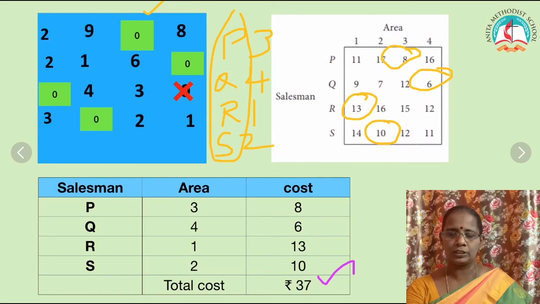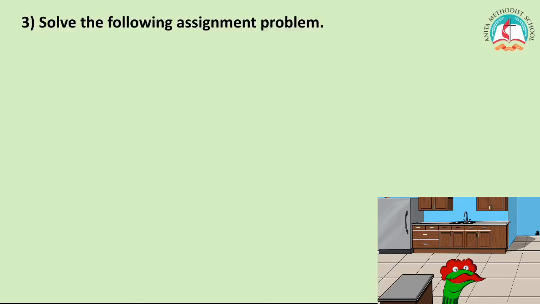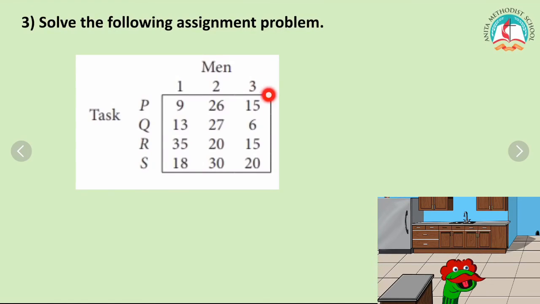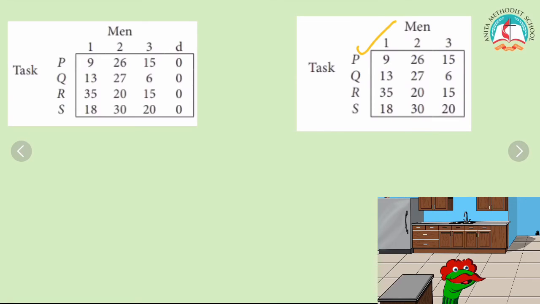Clear all of you children? Third problem. Solve the following assignment problem. And here is the question given. Check the number of rows. How many rows? 1, 2, 3, 4 rows. But we have 3 columns. In order to balance, we have to introduce one dummy column, 0. Now, the next step I am going to write the given question. I am going to add 0 in the fourth column.